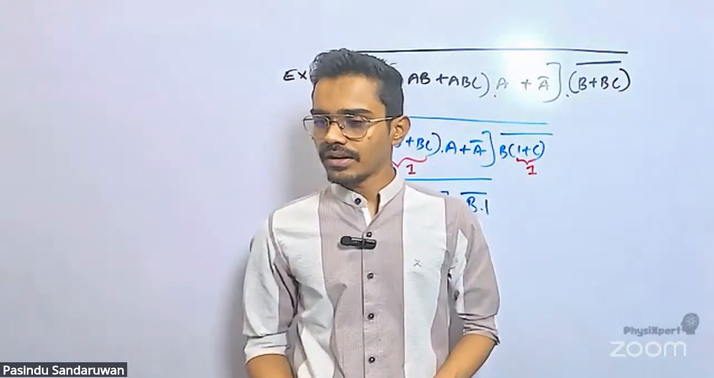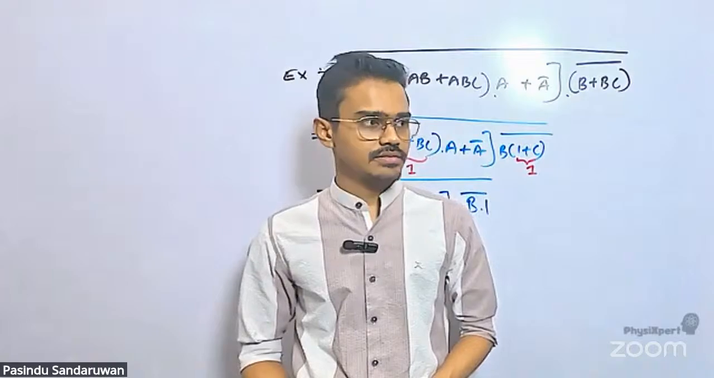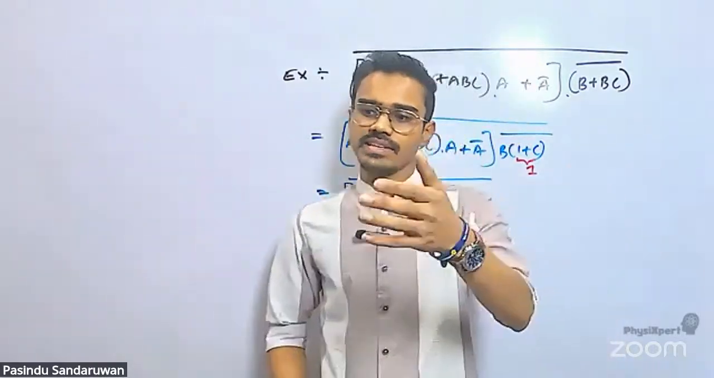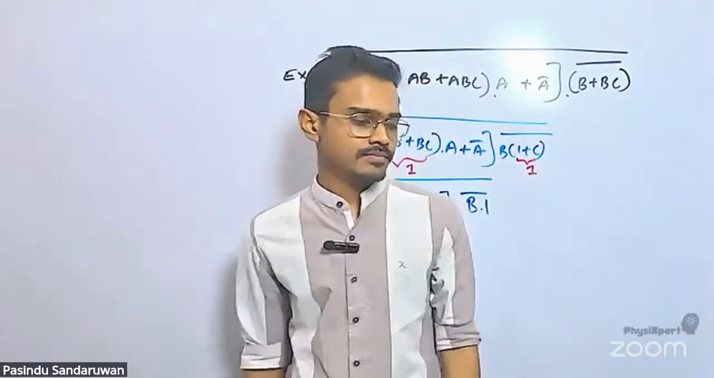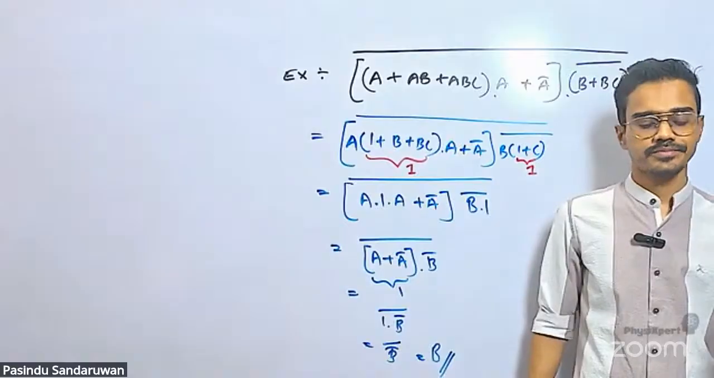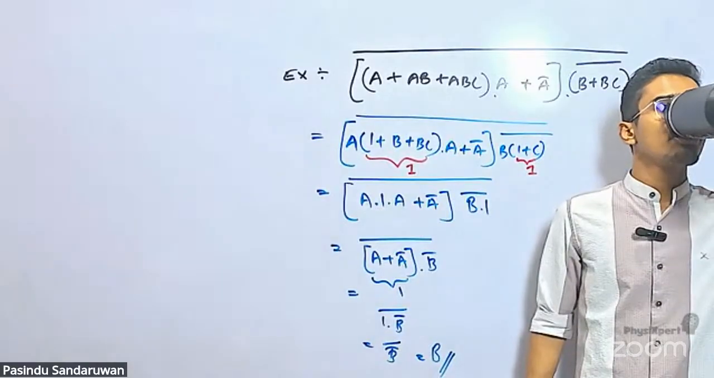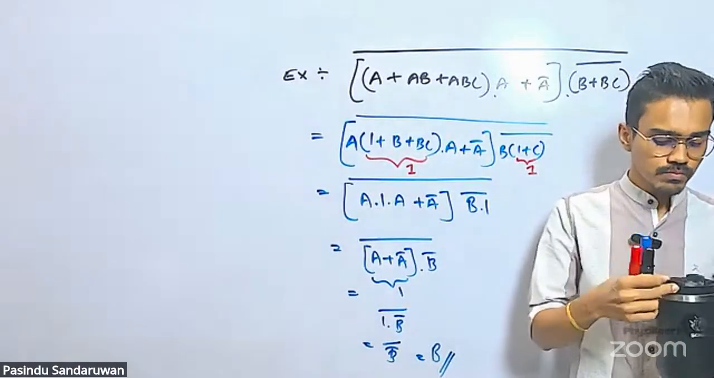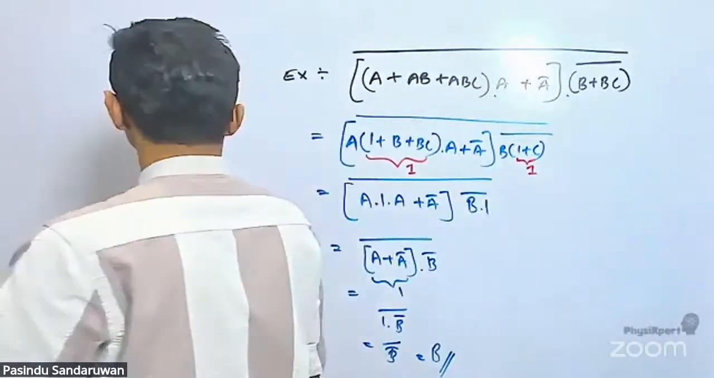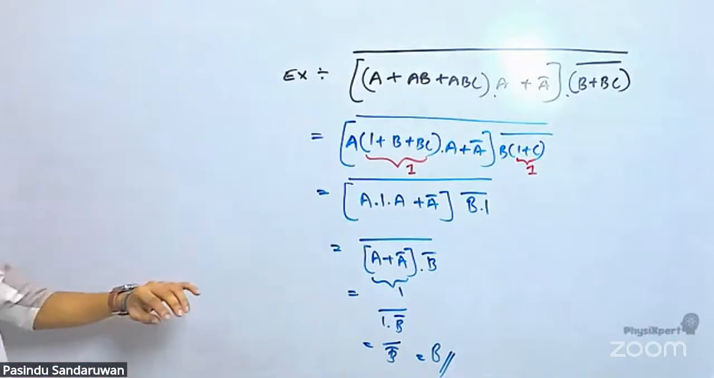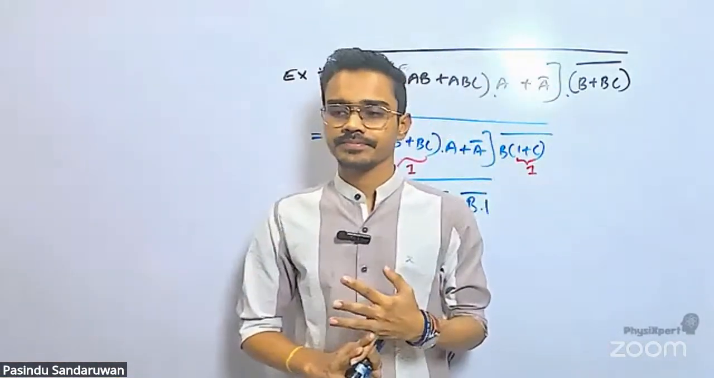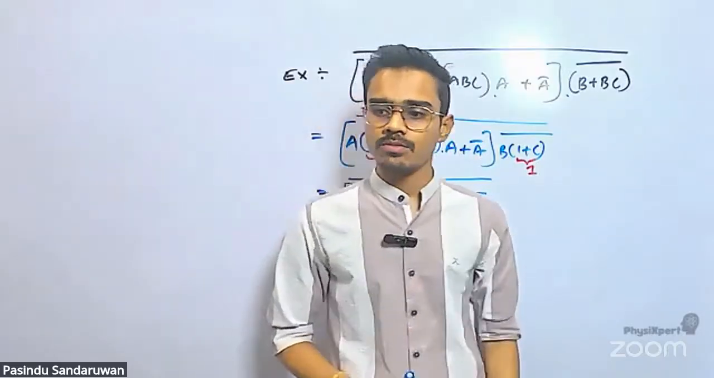What is the rule for 1.10? Nothing such, because 1.0 is 0, 1.1 is 1, it changes. Right, finish. All clear? We are going to move on.